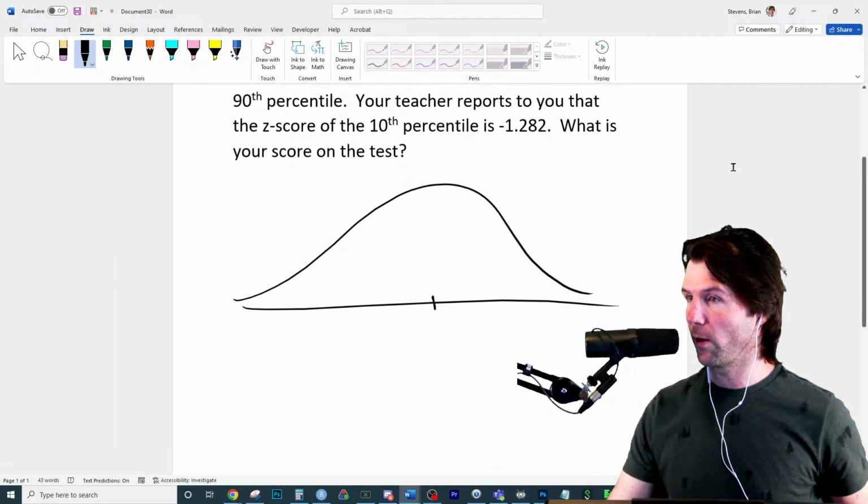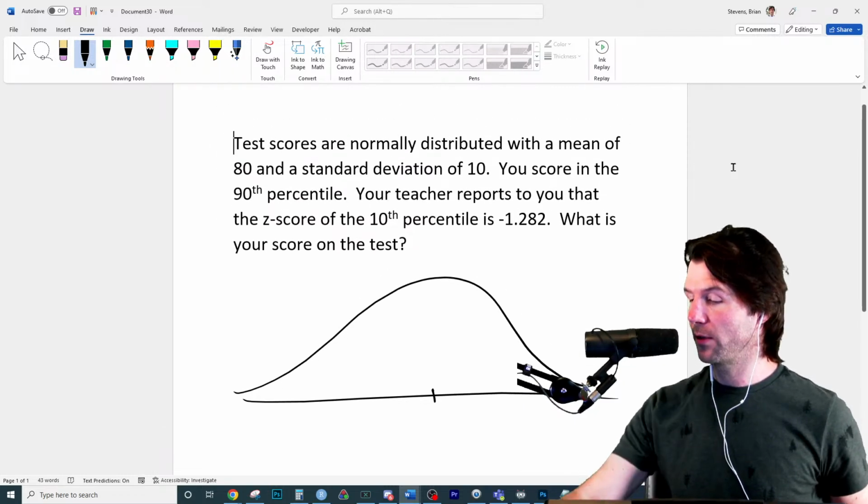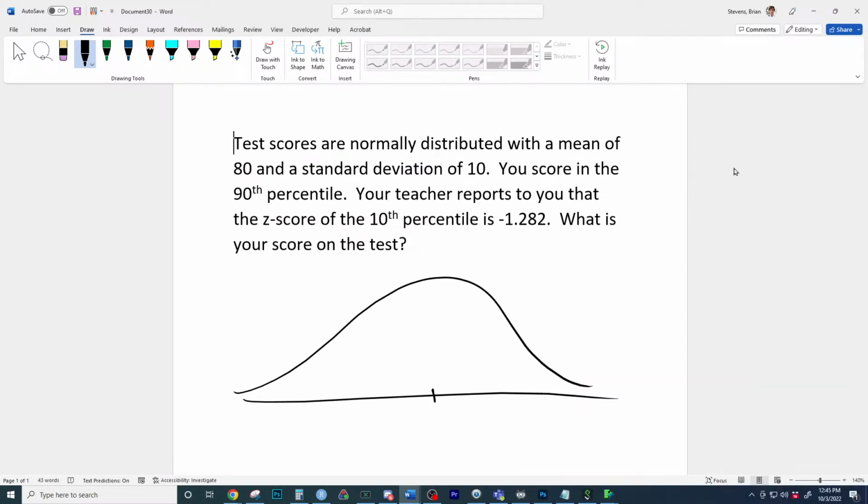You are at the 90th. Where are you on the curve? You are at the 90th. Great job, Evan, already solving some of the problem. That is correct, Evan. And we know we are where to the mean? If we're at the 90th percentile, we have to be where?